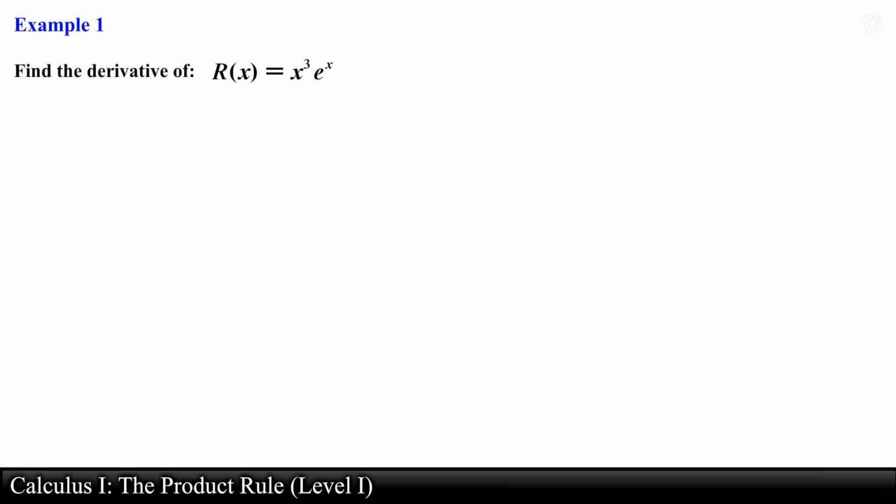Find the derivative of r of x equals x cubed times e to the x. The first thing you should notice is that we have a product of two functions. In this case, we have the power function x cubed and the exponential function. Since we have a product of two functions, we can find the derivative by making use of the product rule.